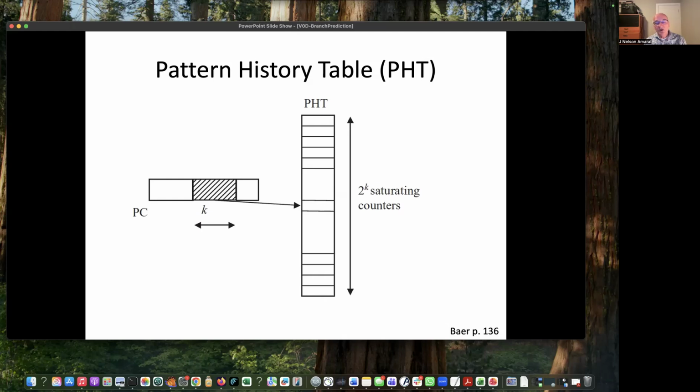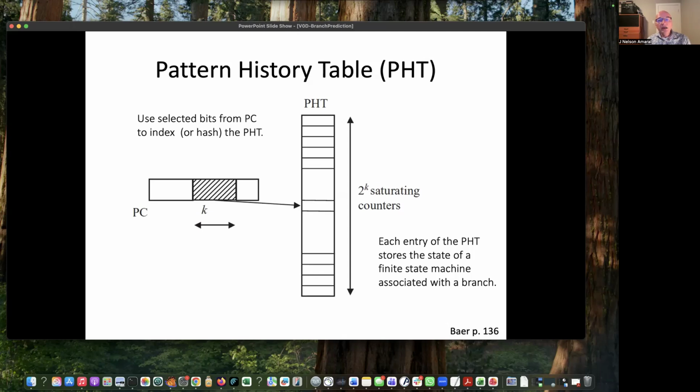I don't want that. So I'm going to skip the lowest bits and use some other range of bits from the PC. And with this design, now I'm flexible. I can decide the size of my predictor table. It will be 2 to the k entries, and I use k bits to address the table. Each entry of the pattern history table stores the state of the finite state machine that we saw before that's associated with the branch. And I will use some bits from the PC to hash into this table to select which entry of the table I'm going to be using.